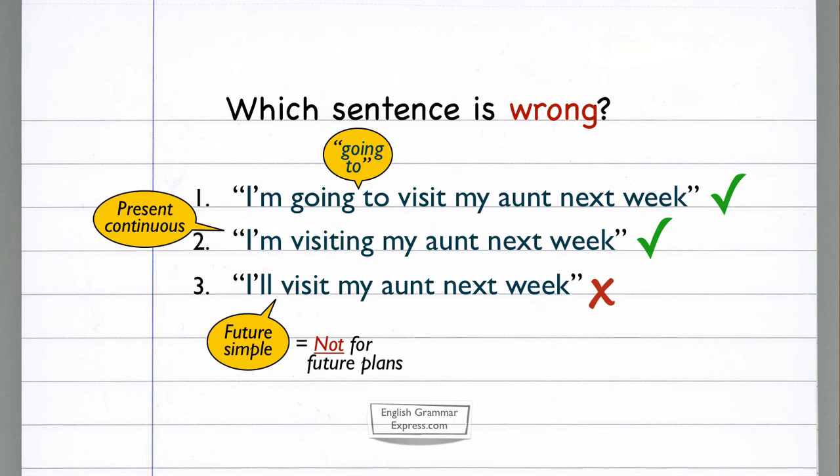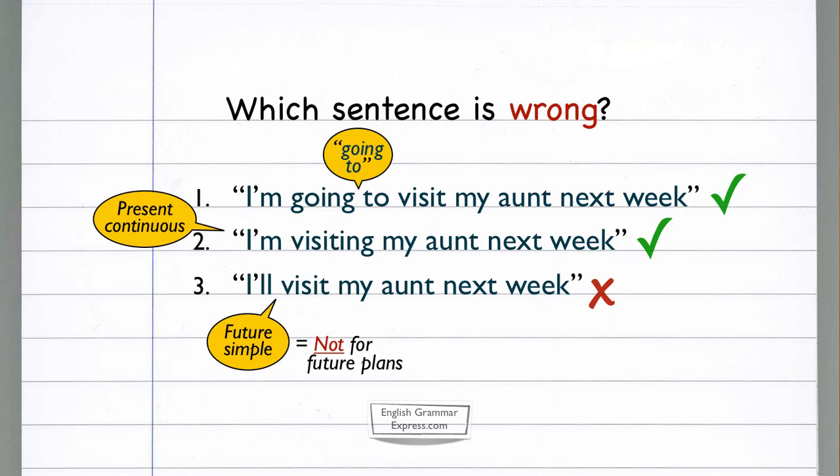I often hear students say, for example, I'll go on holiday next week. What they should be saying is, I'm going to go on holiday next week, or even I'm going on holiday next week in the present continuous. Remember, future simple is normally used for quick decisions about the future, for predictions, and for requests in the question form.